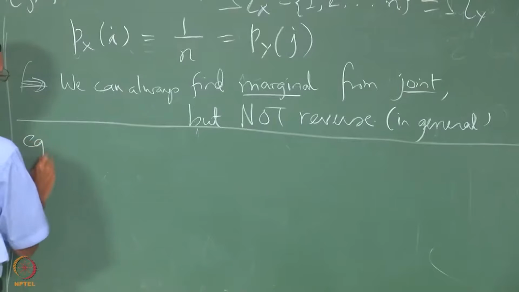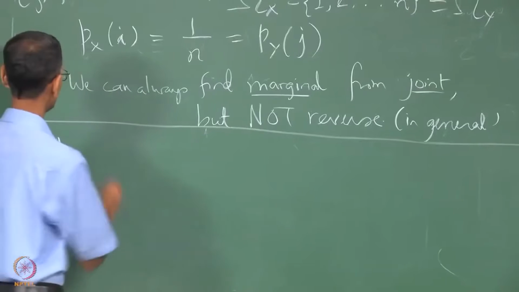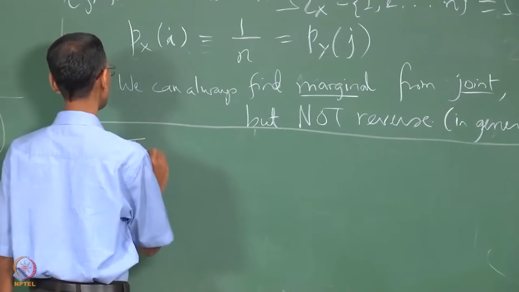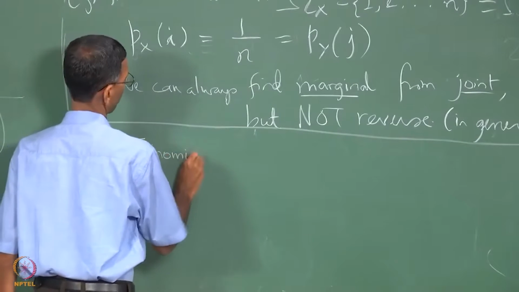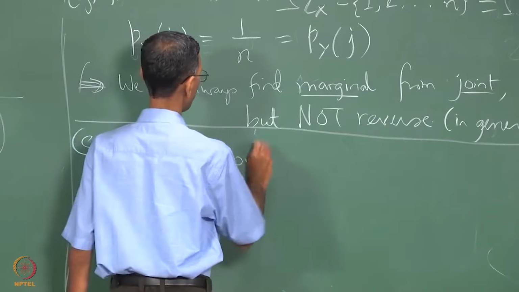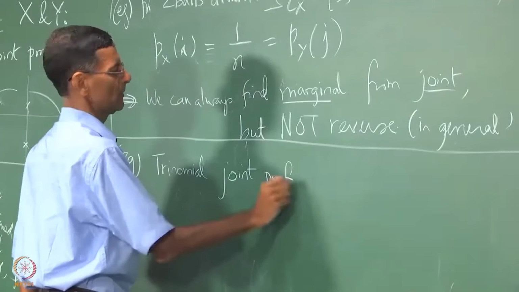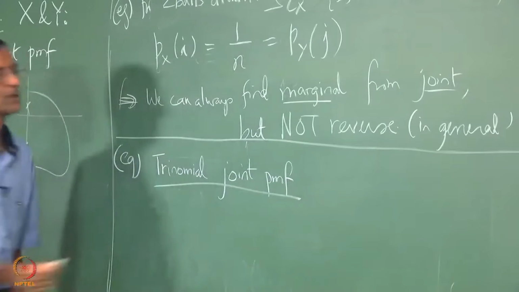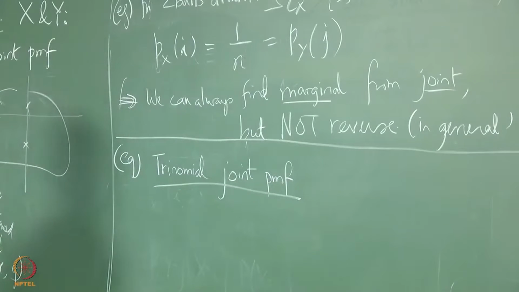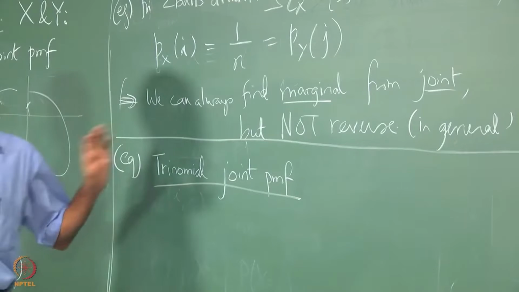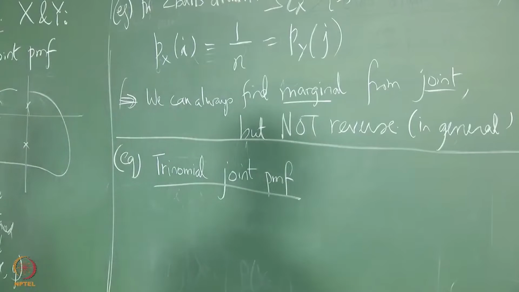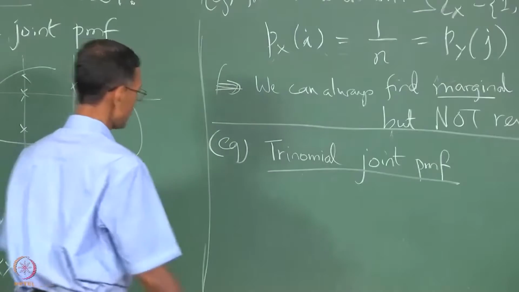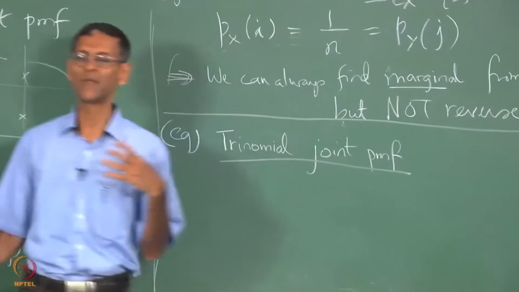Which is, e.g., what we call the trinomial joint PMF. So what is this? This is going to look like an extension of binomial, right? It's trinomial. So you consider an experiment, right?